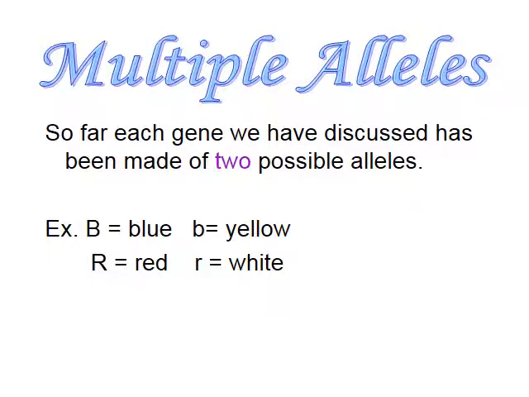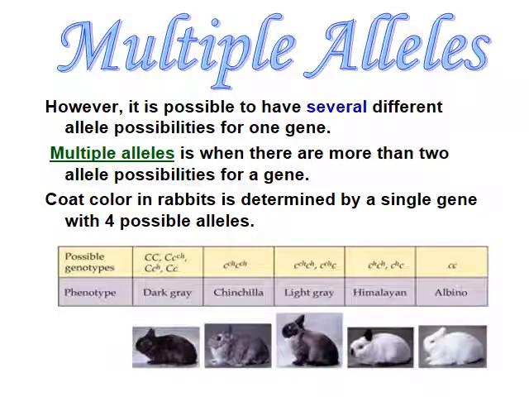So far we've only discussed traits that have two possible alleles. Either you have wings or you don't. Either you're red or you're white. Either you're blue or you're yellow. So this actually is not always the way things work. Sometimes you have things called multiple alleles. So when you have several alleles, we call that multiple alleles. So multiple alleles is just defined as when there's more than two possible alleles for a gene.